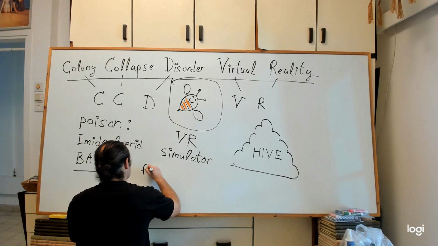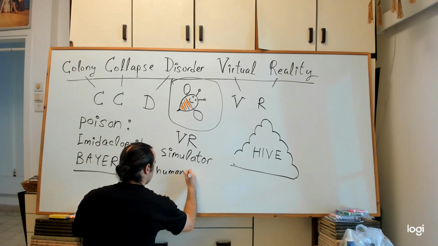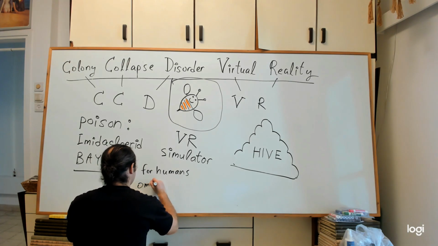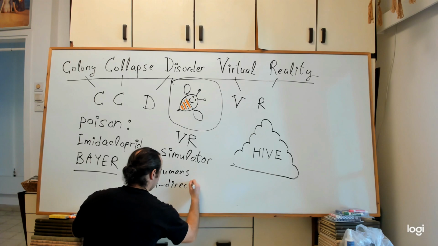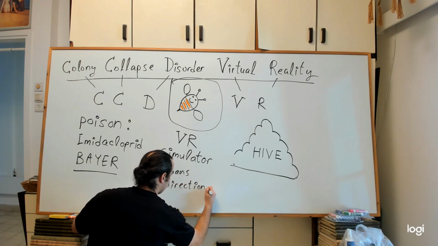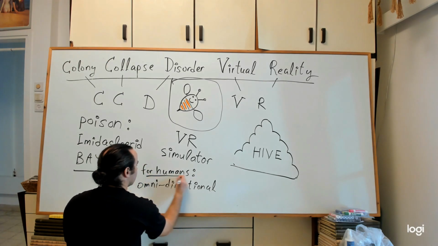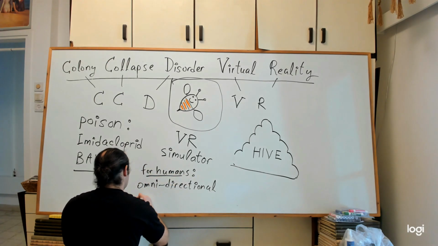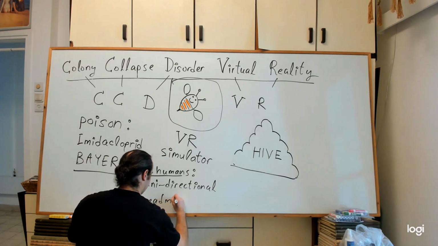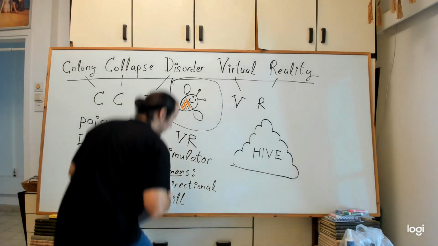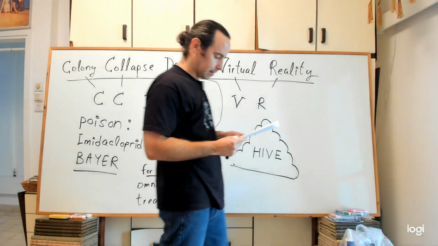And for humans we use the omnidirectional treadmill. And for bees we'll use what I will describe here, my invention.